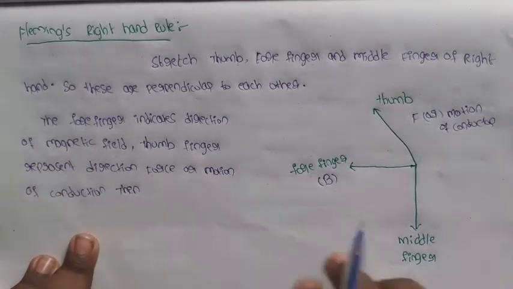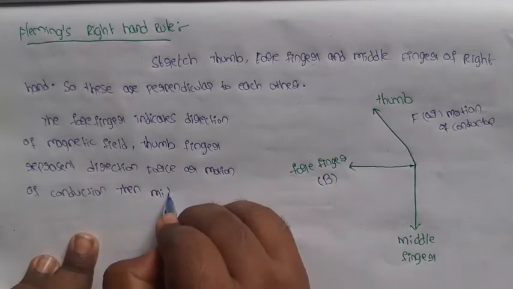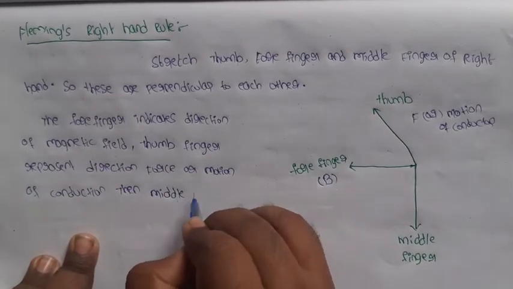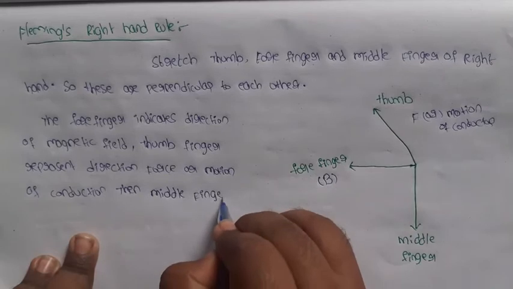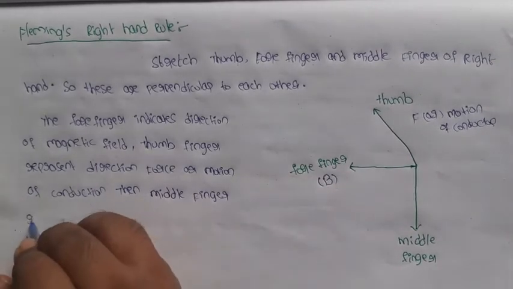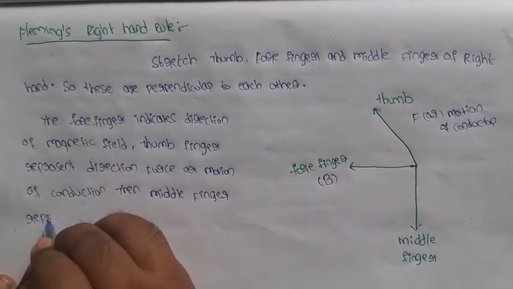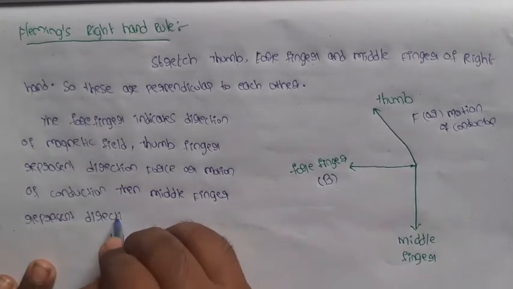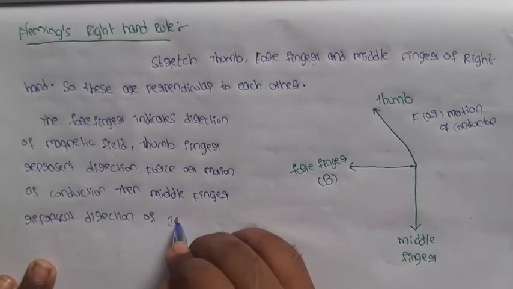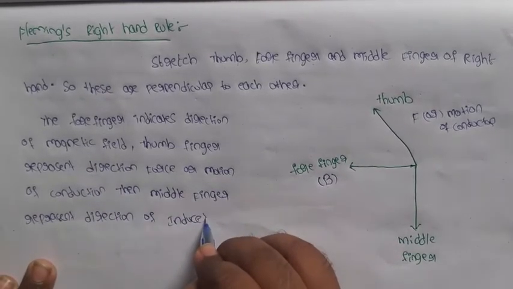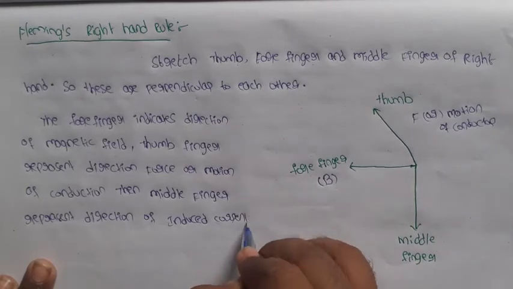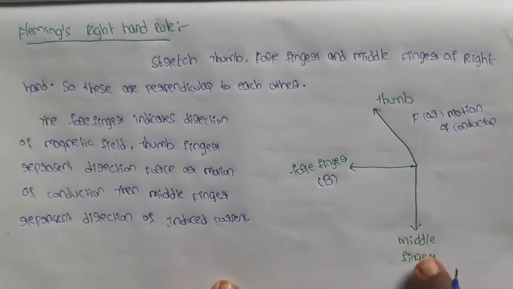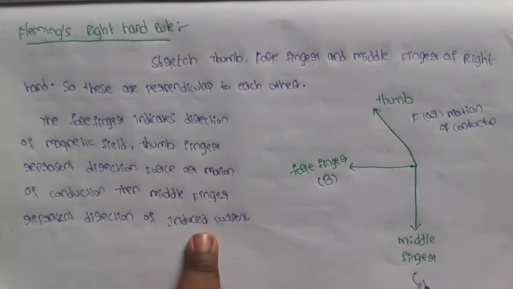Then the middle finger represents the direction of induced current. This is the middle finger. So it shows the direction of induced current I.